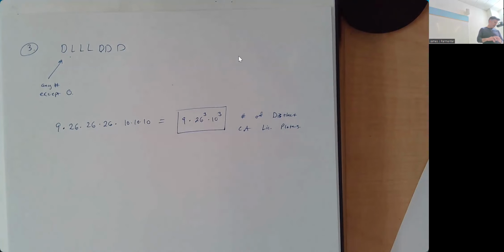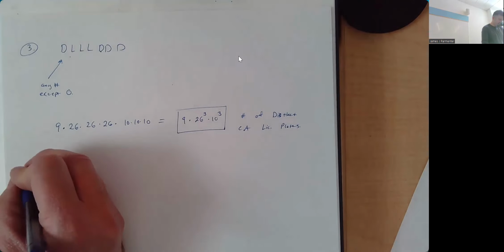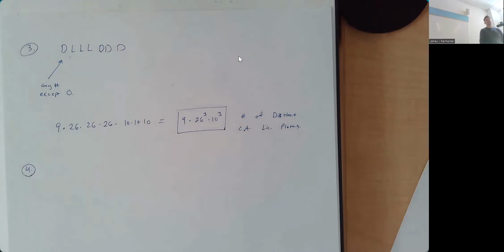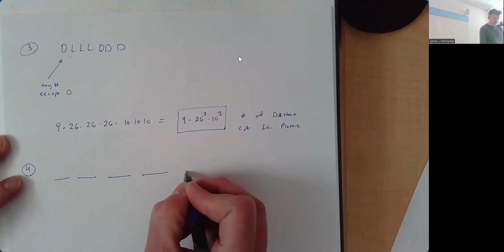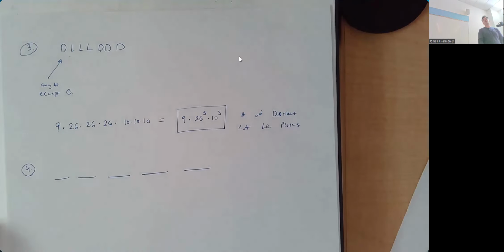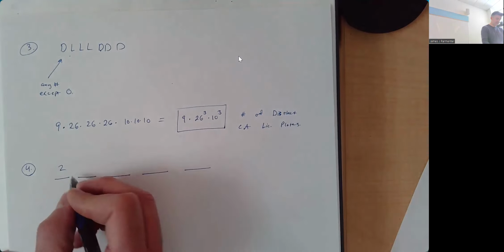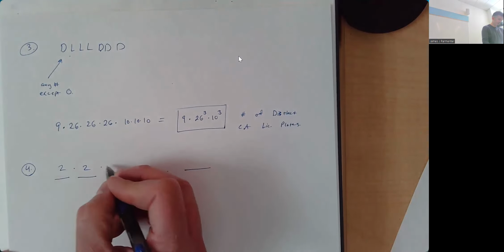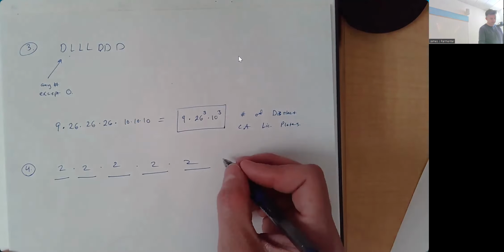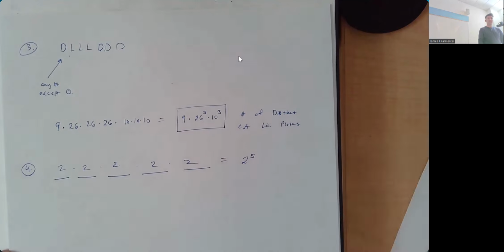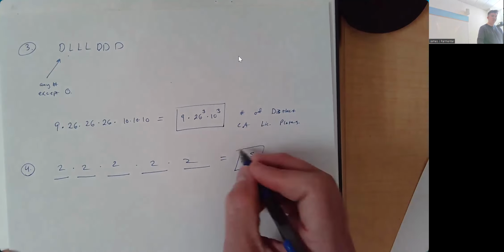You take a survey with 5 yes or no questions. How many different ways could you complete the survey? All right, 5 questions. How many choices or different answers could you make for the first question? 2. How about the second question? How about the third question? How about the fourth question? 2 times 2 times 2 times 2 times 2, which I would prefer to write as 2 to the 5th. And I would leave my answer like that.